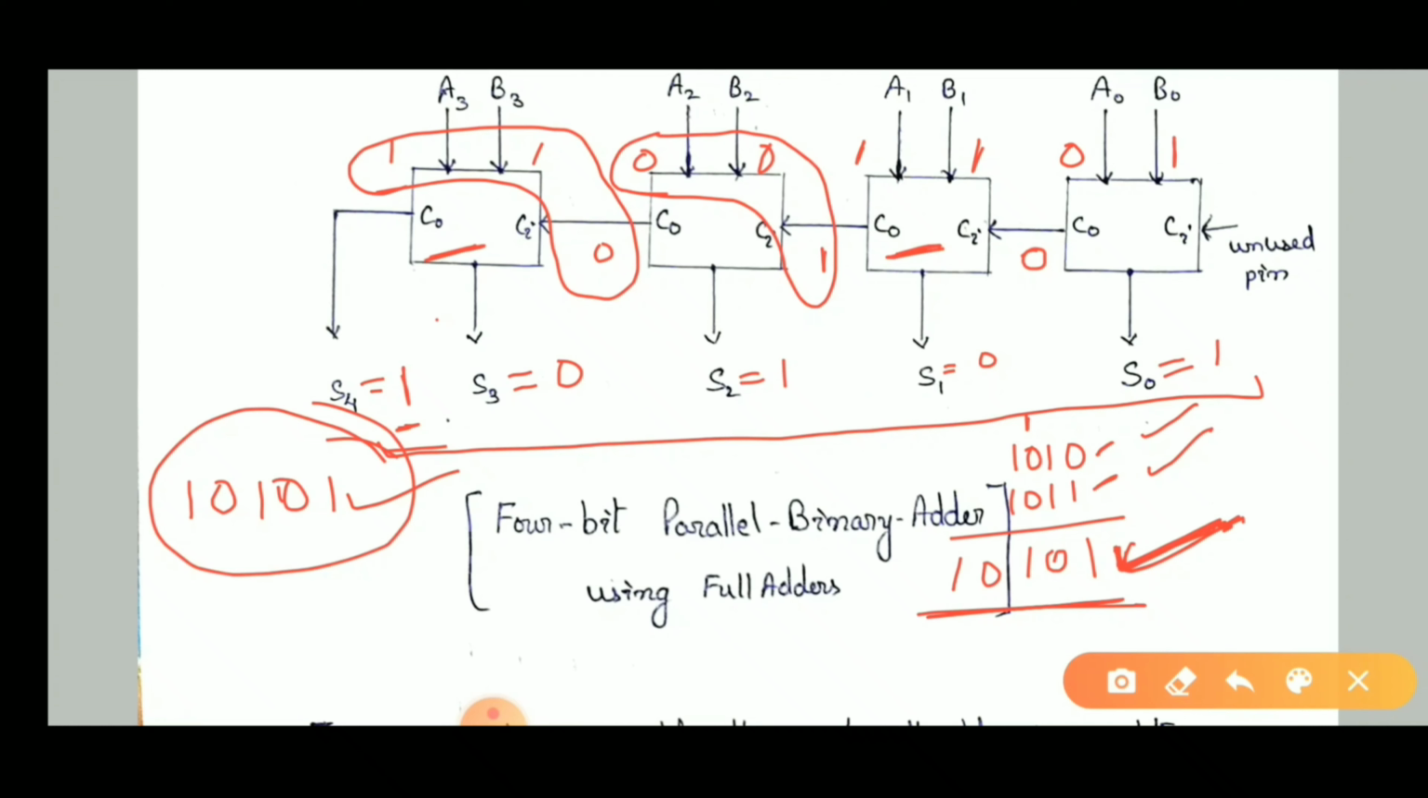Suppose here we are adding 4-bit numbers. That is why we have taken 4 full adders. If you have to add 3-bit numbers, then we require 3 full adders. This is the operation of the full adder circuit.